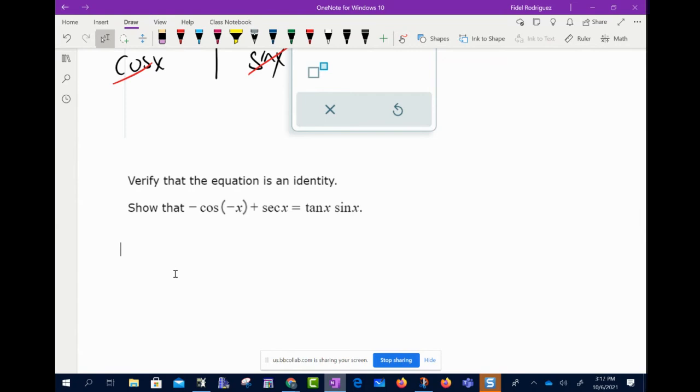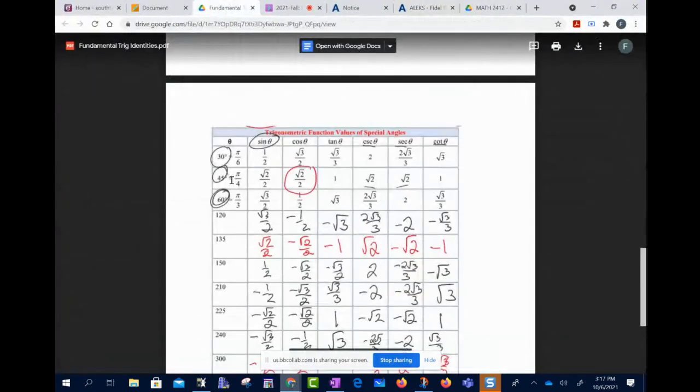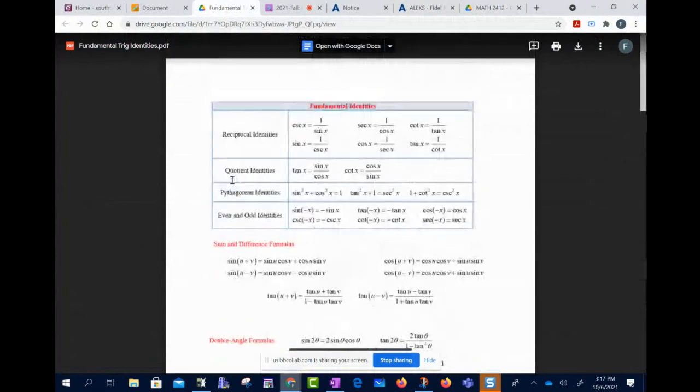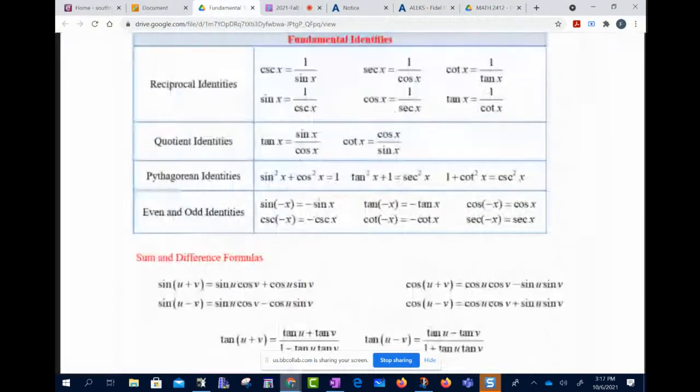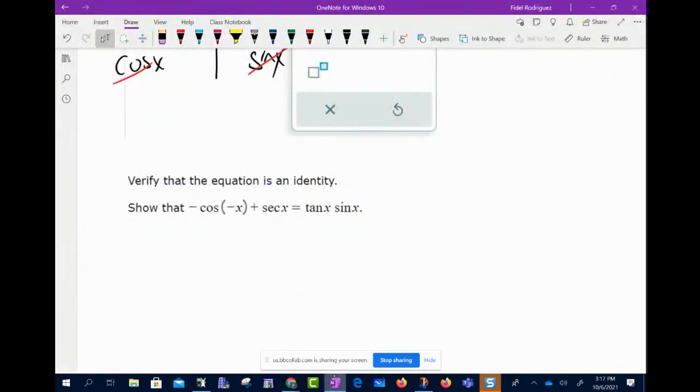All right, so look what it says here. Verify that the equation is an identity. So yeah, y'all, the first thing I'm going to do here, I'm going to come back up here. I'm going to look at my fundamental identity chart because there should be something here about even and odd functions. Look what it tells me about the cosine of negative x. The cosine of negative x is the same thing as cosine of x. Okay, so we're going to say this right here becomes the cosine of x, right?